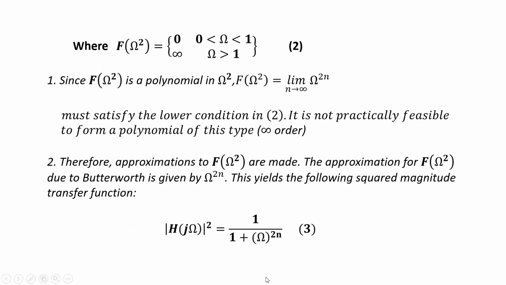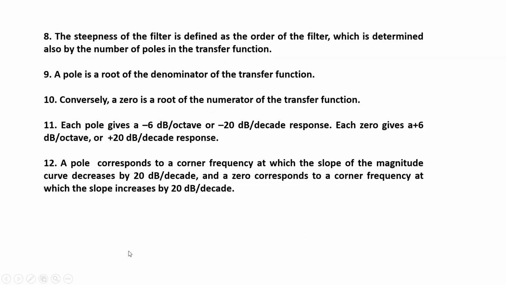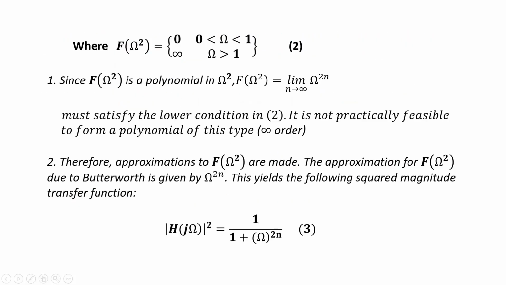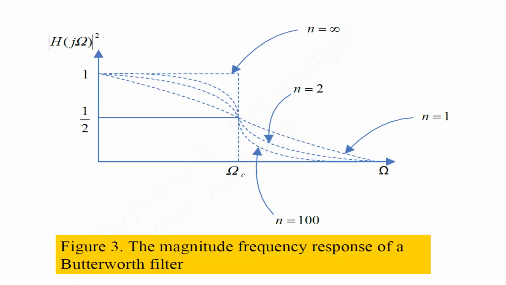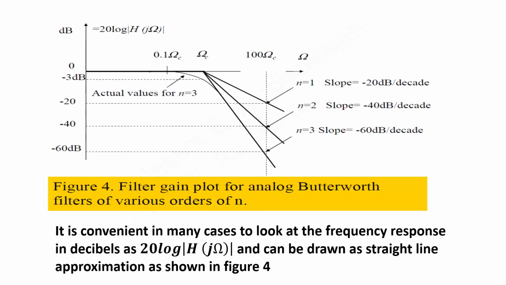Okay, let me show you there. That's an important point. A pole actually gives minus 20 dB per decade. By introducing a pole, you actually increase the order by 1. So there is a minus 20 dB decrease in the slope of the curve per decade. So when n is equal to 1, the slope is like this, minus 20 dB per decade. When n is equal to 2, it will be further dropped by minus 20 dB. So the slope is minus 40 dB. So this is the slope and so on.